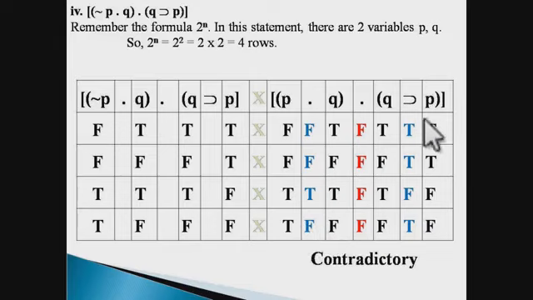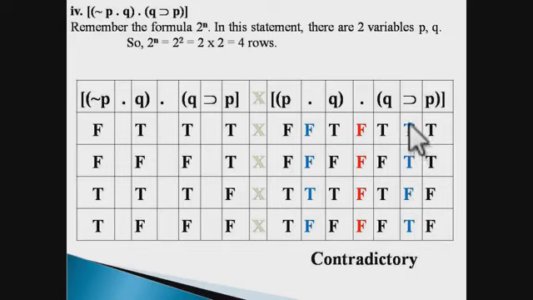You move to the next parenthesis. This is a conditional statement. Remember, a conditional statement is false when the antecedent is true and the consequent is false. Otherwise, it is true. So you have true, true to give you true. False, true to give you true. Remember, a conditional statement with false antecedent is necessarily true. True, false will give you false. The antecedent is true, the consequent is false, therefore it is false. So false, false will give us true. We then have the values for this parenthesis.